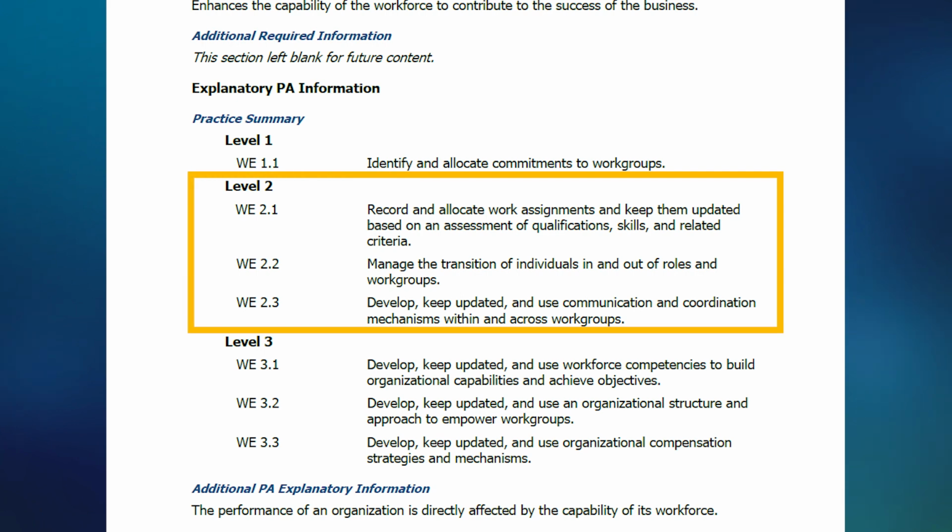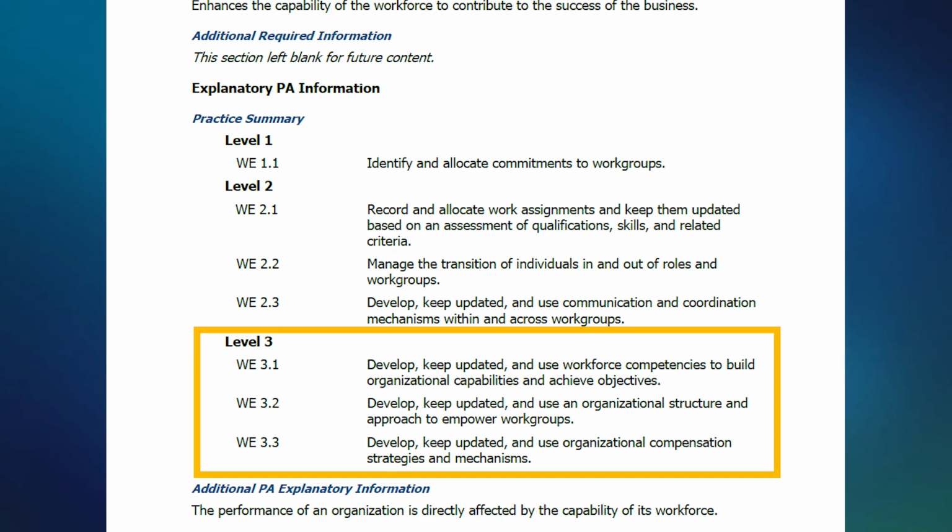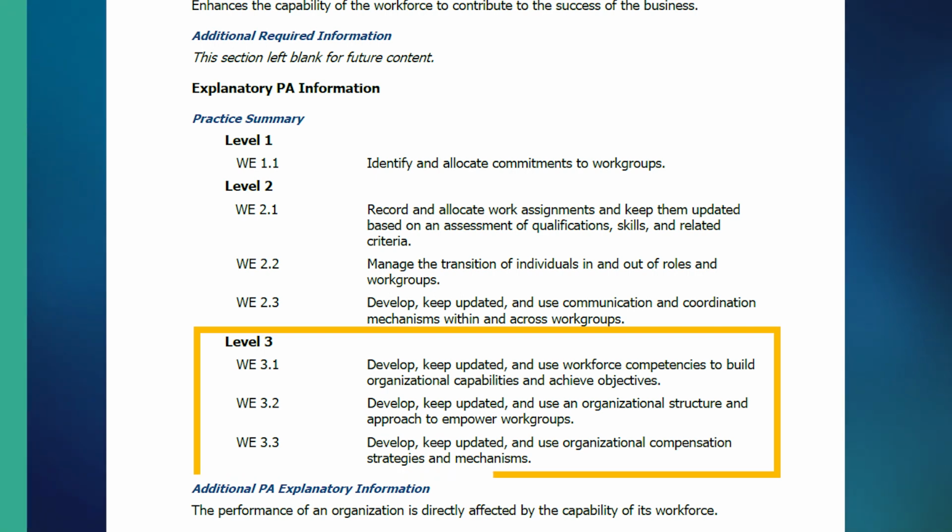The Level 2 practices deal with building the basic management mechanisms, which, for workforce empowerment, is about matching the right skills to the right job, understanding what it takes to have somebody in that role, and building basic communication mechanisms. As usual, the Level 3 practices extend the reach of this basic capability to a more organizational perspective. Now, let's take a closer look at the details of the practice.